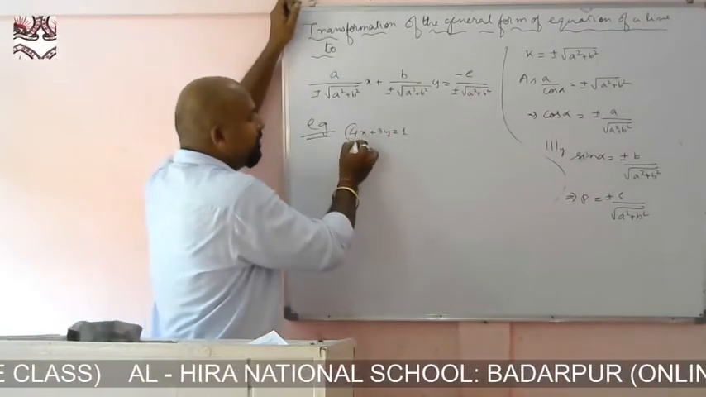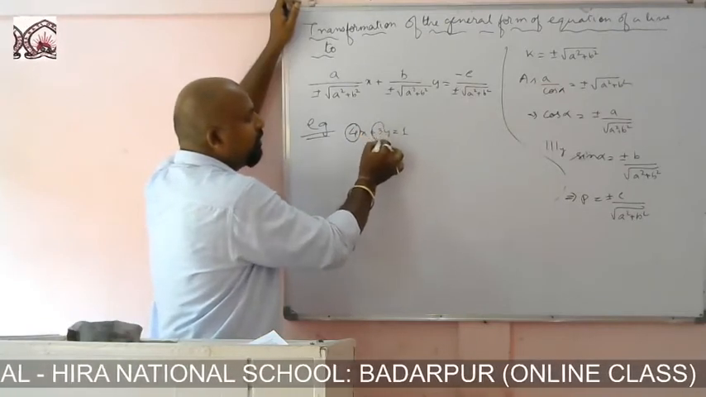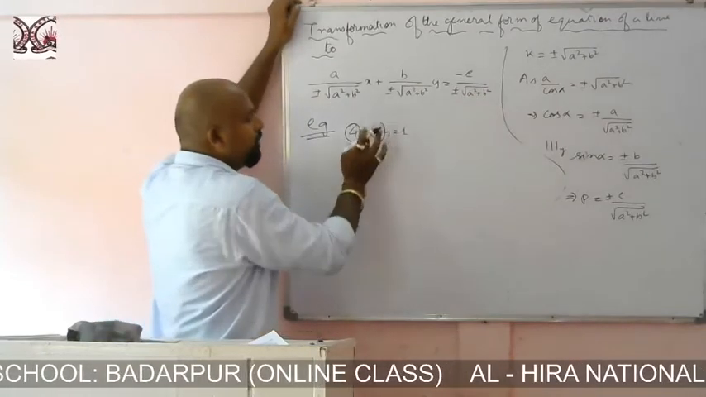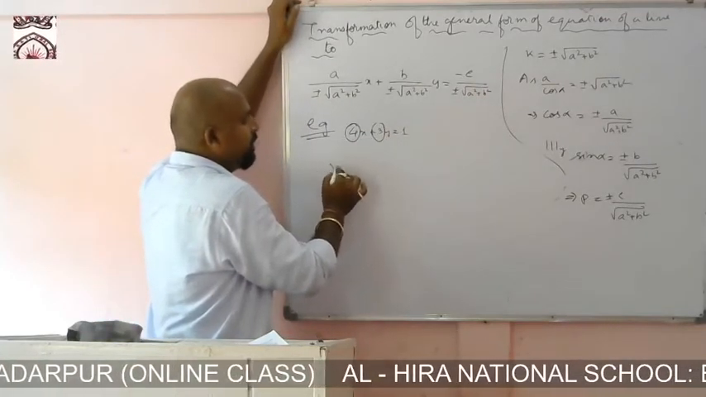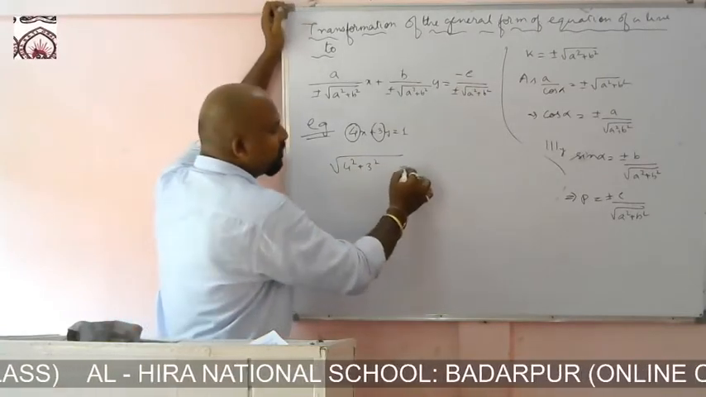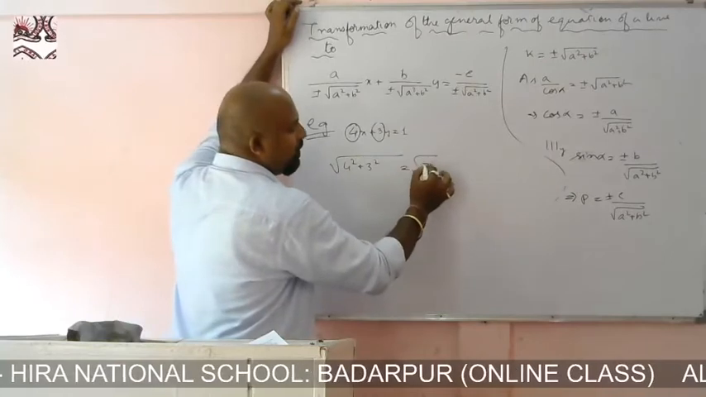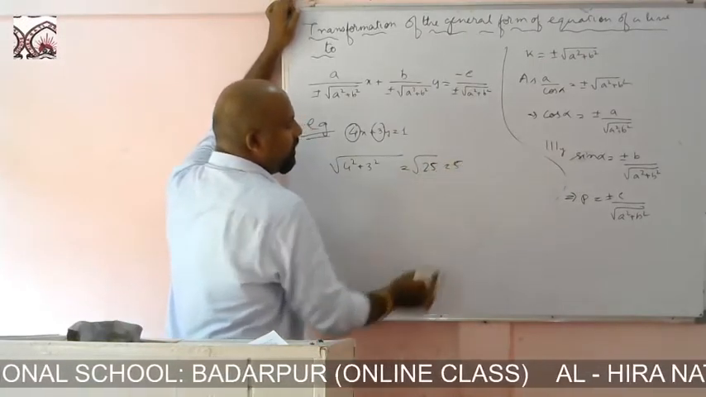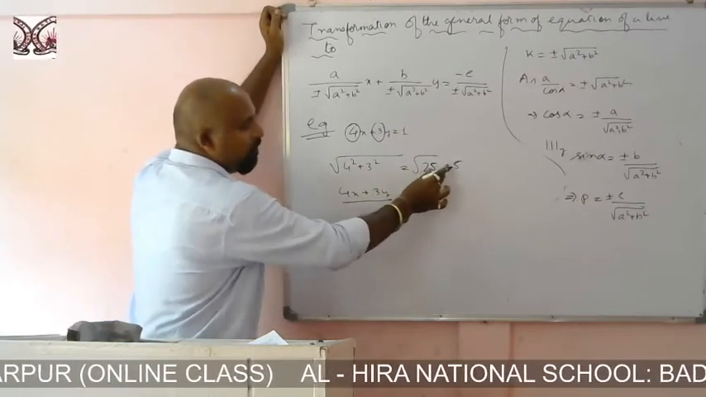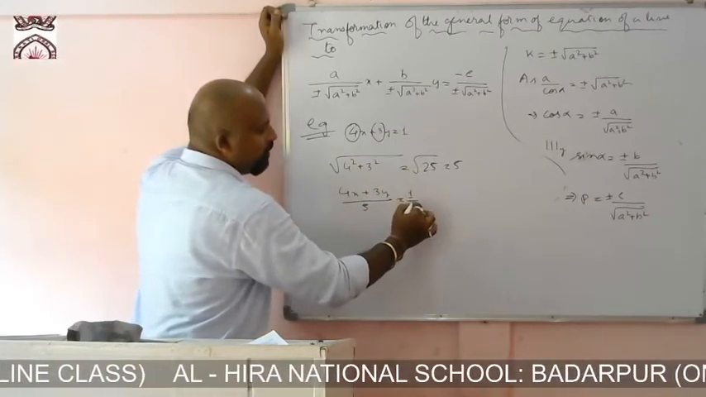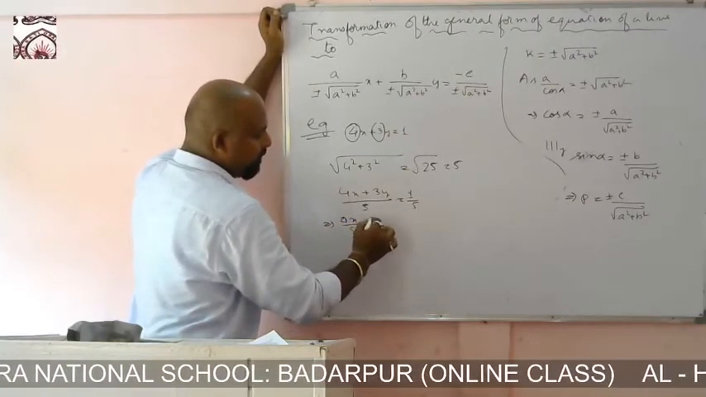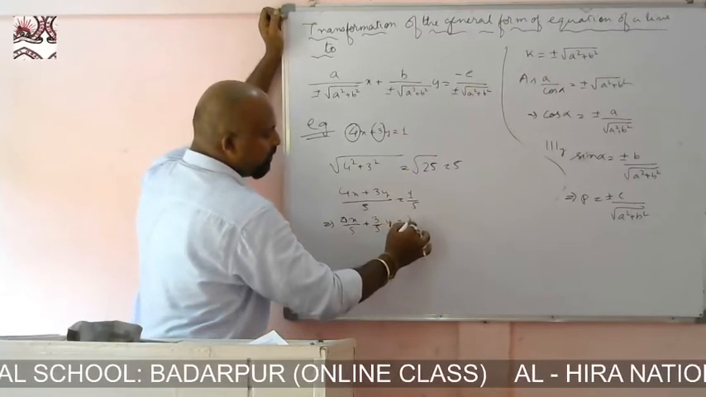Now what is the coefficient of x? Here 4. What is the coefficient of y? 3. Now what you have to do here, you have to divide it by root over of 4 square plus 3 square. What is the value of 4 square plus 3 square? We are getting root over of 25, that is equal to 5. Now 4x plus 3y will be divided by 5, then we are getting 1 by 5. Then 4x by 5 plus 3 by 5 into y equal to 1 by 5.